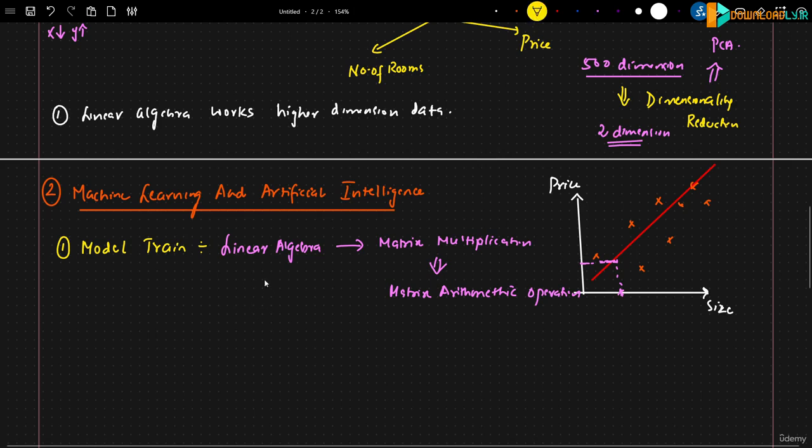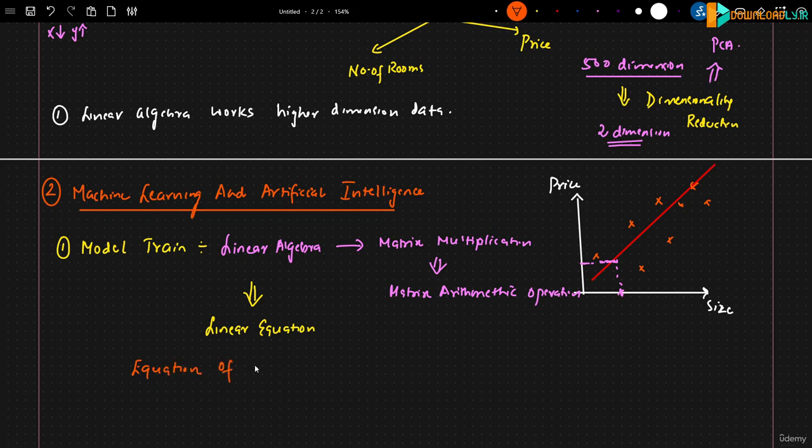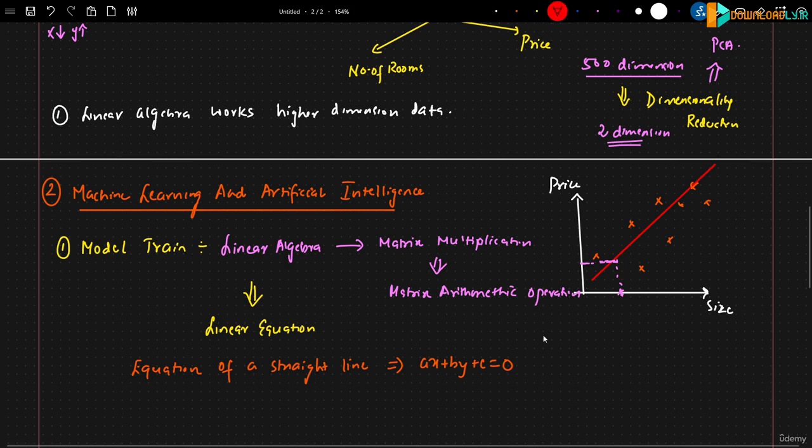And here we are also going to use something called linear equations. One of the most common linear equations, if you remember, is the equation of a straight line. The equation of a straight line can be given by something like ax plus by plus c is equal to 0. And in many books, it will be given in this form: y is equal to mx plus c.